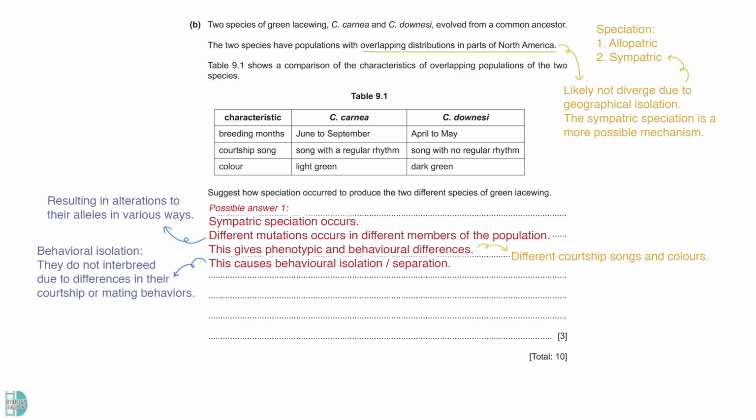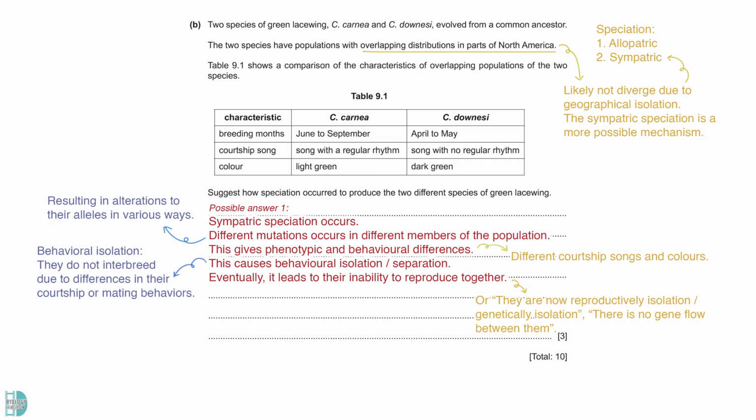Behavioral isolation refers to organisms that do not interbreed due to differences in their courtship or mating behaviors. Eventually, they lose the ability to reproduce together. They are now reproductively isolated. There will be no gene flow between them. You can also call this genetic isolation.